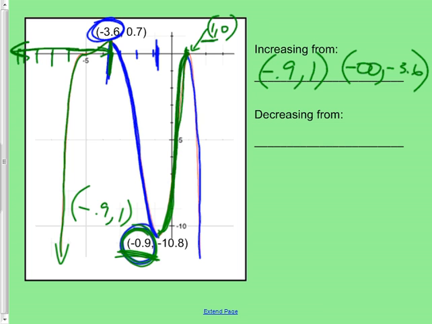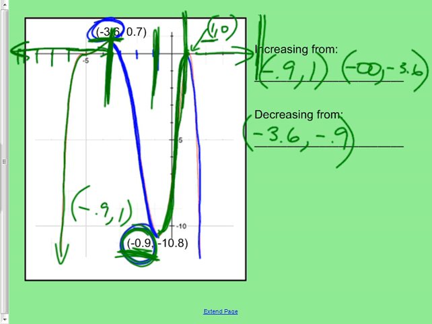Decreasing from negative 3.6 to negative 0.9. That's from here to here. It was decreasing. And then the last place it's decreasing is from this spot to forever. So if that's from 1 to infinity, it's decreasing because it'll never stop decreasing.